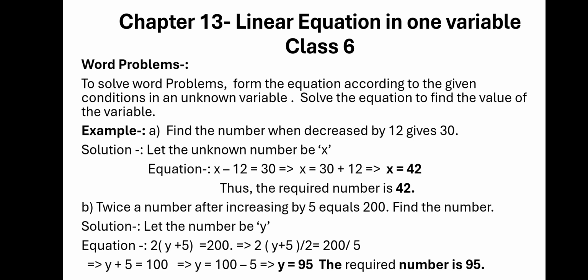Now example second: twice a number after increasing by 5 equals 200. Find the number. Now after increasing, so we have to let the number be y. So y plus 5 we have to take first, and then twice of that. So 2 into bracket y plus 5 equal to 200.